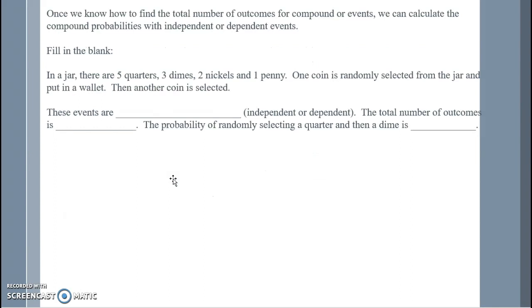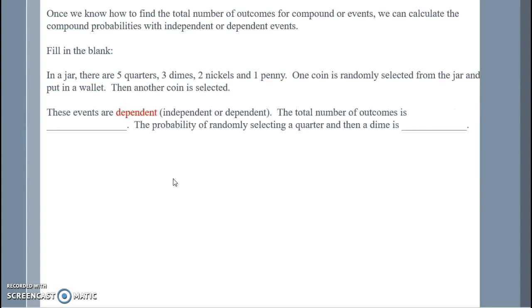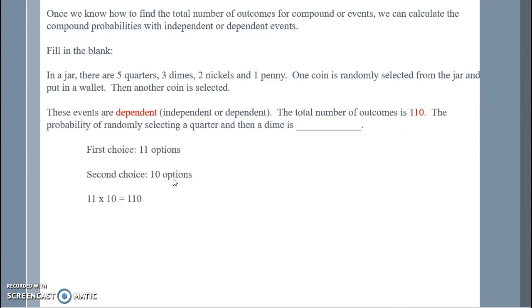Fill in the blank. In a jar, there are 5 quarters, 3 dimes, 2 nickels, and 1 penny. 1 coin is randomly subtracted from the jar and put in a wallet, so therefore it is not replaced. Then another coin is selected. Since it is not replaced, these are dependent events. The total number of outcomes is 110.